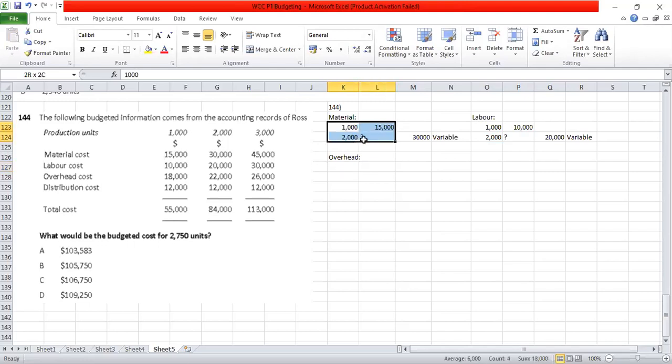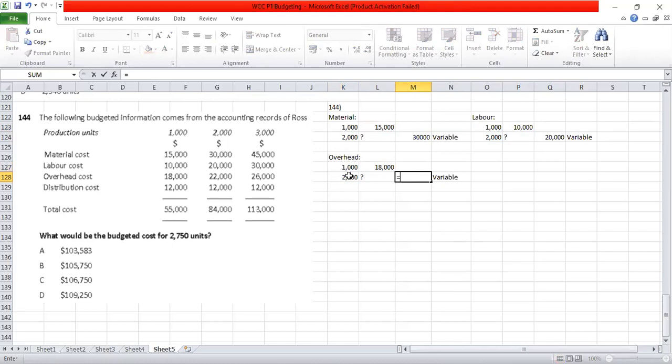At 1,000 units, it is 18,000. So at 2,000, how much is that? Proportionately, let's find out. It is 36,000, but the amount which is given is 22,000. Okay, so this becomes a semi-variable cost. That is how we identify. Fourth one, distribution cost, is anyway a fixed cost. Now we have to prepare a budget, find out the budgeted cost at 2,750 units.